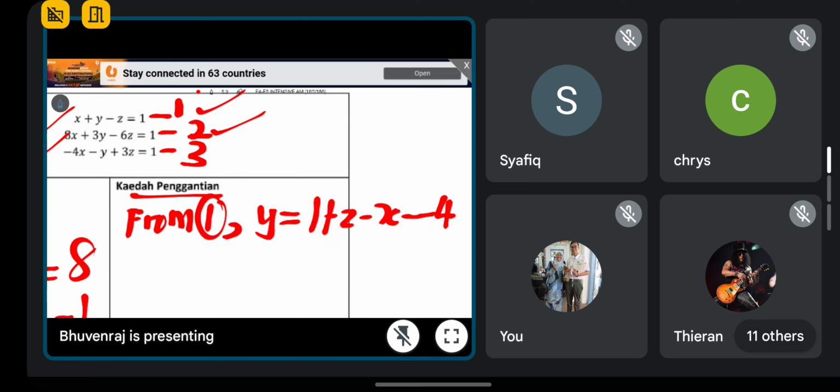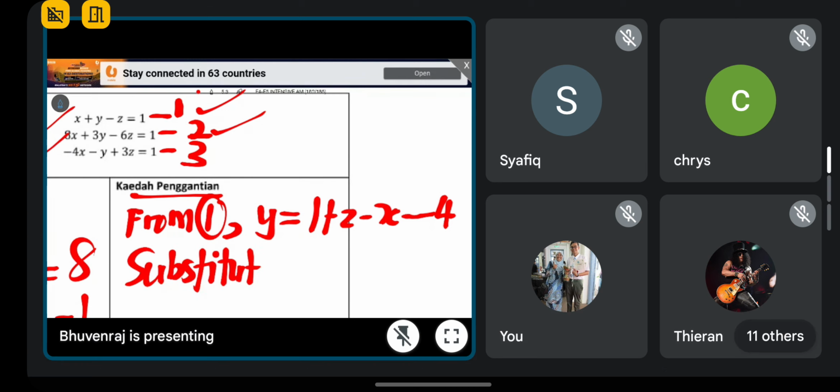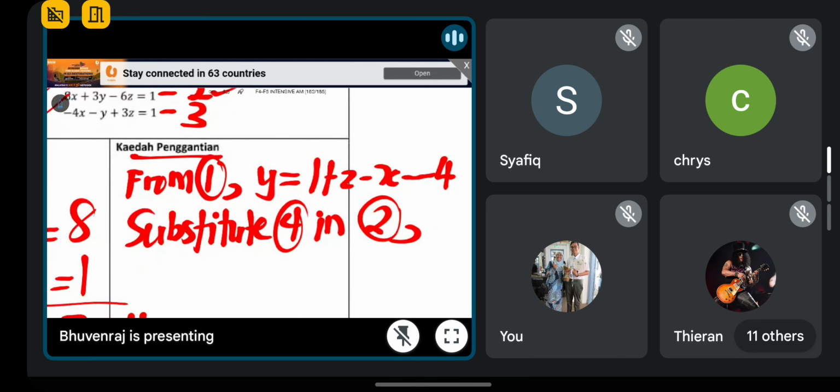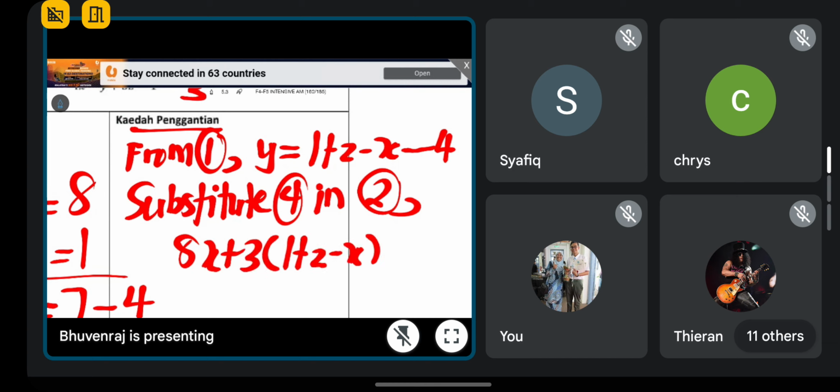Okay. So next one, after you get this, kamu guna kaedah penggantian, substitute. Substitute 4 in 2. Okay, kamu kena pilih 2 lah. Jangan substitute balik dalam yang pertama guys, salah. You cannot put 1 inside 1 back. Okay, kena 2 lagi persamaan yang berlainan. So you will get 8x plus 3 times 1 plus z minus x.